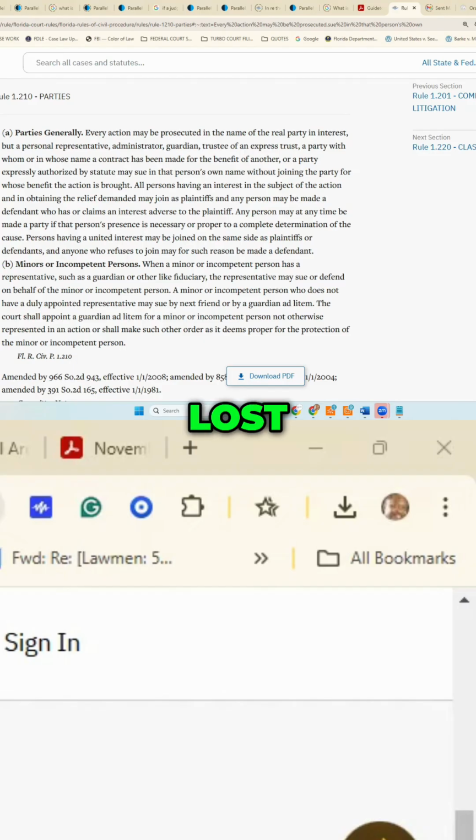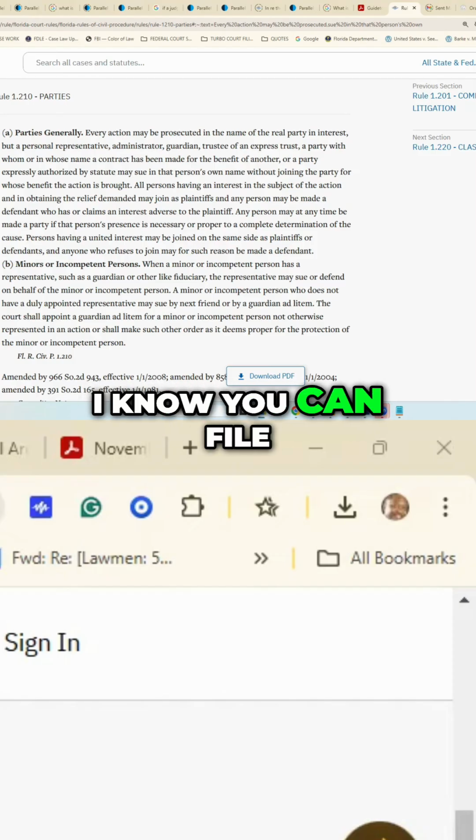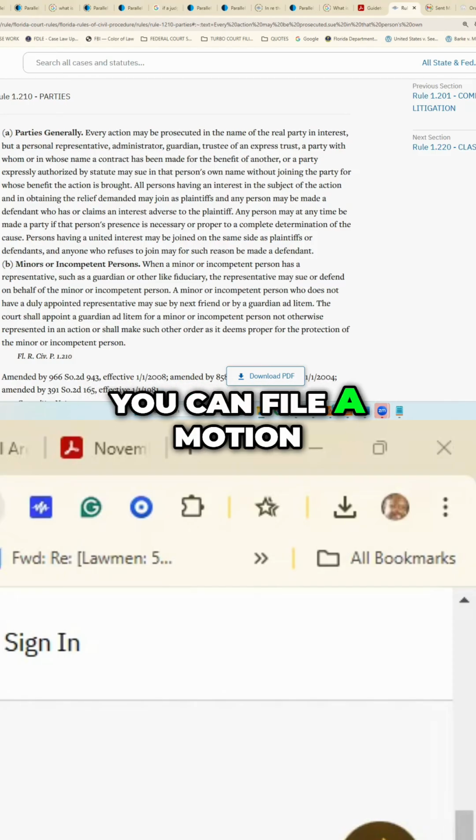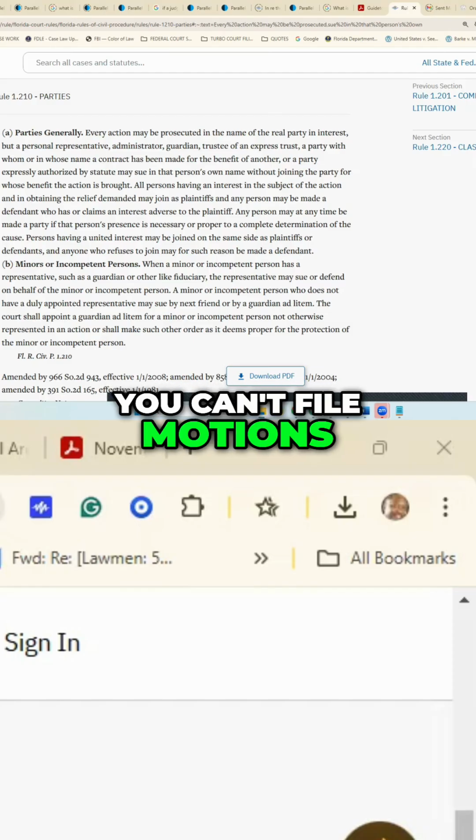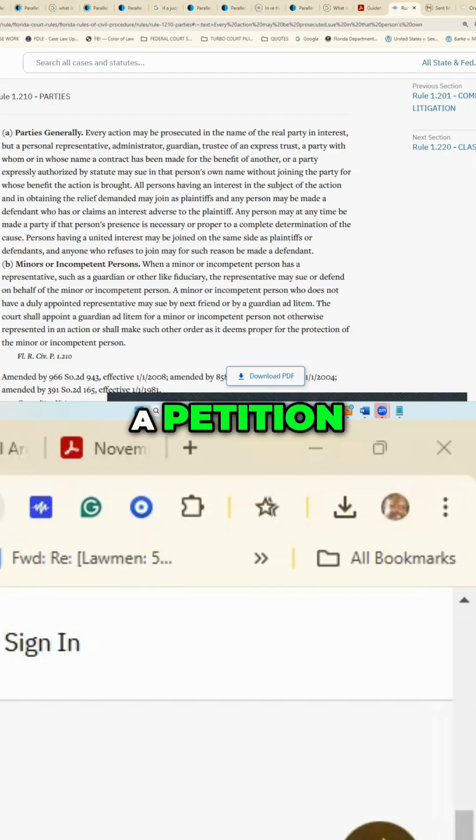Sorry, I'm lost. So, if you have a current case, I know you can file. In my state, you can file a motion, but you can't file motions if a case is already closed. You have to file a petition. Oh, the reopening. Okay. Yeah.